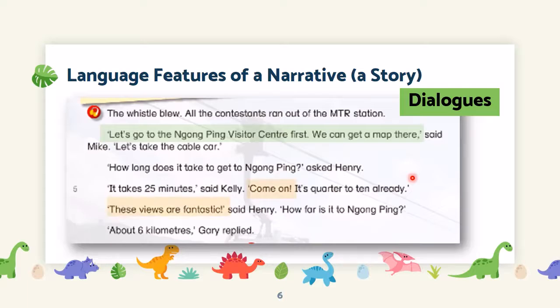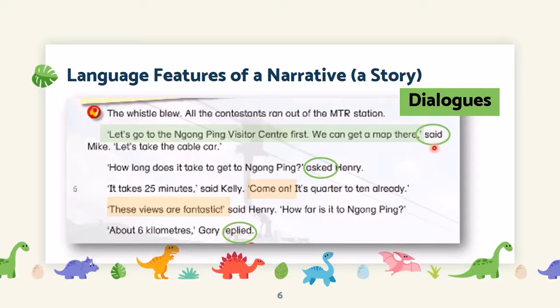Another use of a dialogue is also to express feelings. For example, look at this one. "It takes 25 minutes," said Kelly. "Come on, it's 9:45 already." "Oh, these views are fantastic!" You see, these sentences, these dialogues are ended with an exclamation mark, and it shows some feeling, some excited feeling. Or maybe in this sentence, it means Kelly is very hurried. Okay, so we can use the dialogues to express feelings as well.